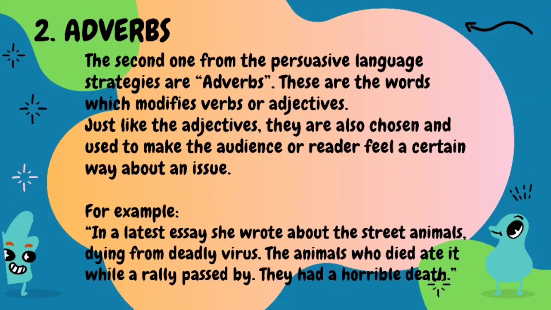2. Adverbs. The second of the persuasive language strategies is adverbs. These are the words which modify verbs or adjectives. Just like adjectives, they are also chosen and used to make the audience or reader feel a certain way about an issue. For example, in a latest essay, she wrote about the street animals dying from a deadly virus. The animals who died ate it while a rally passed by. They had a horrible death.